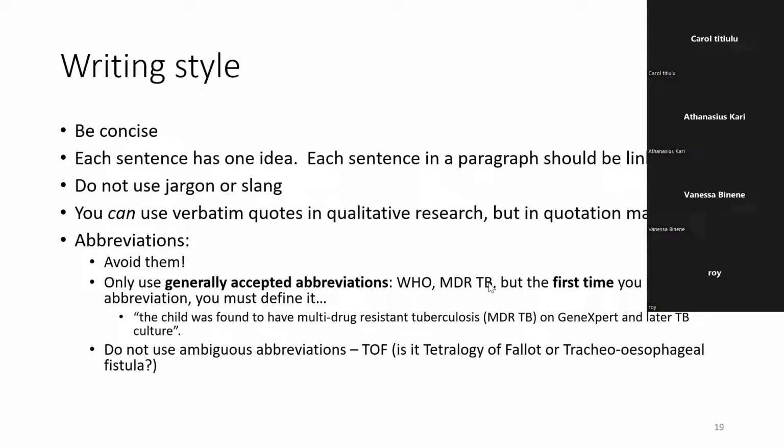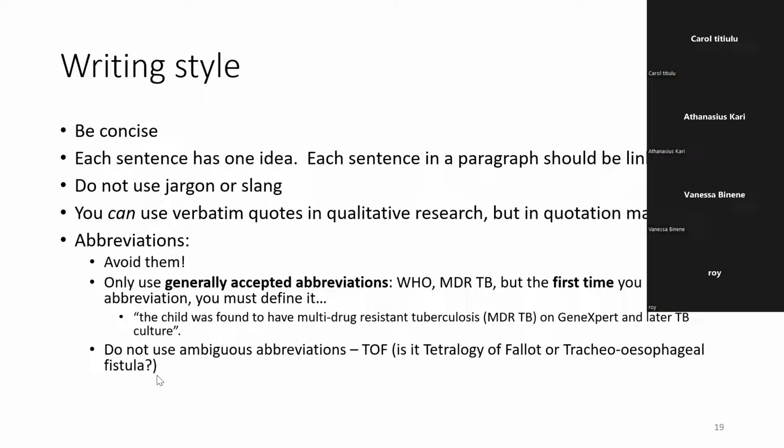Whenever you use an abbreviation, even if it's a relatively accepted abbreviation, the first time you use it, you must define it. So, for example, the child was found to have multi-drug resistant tuberculosis, MDR-TB, on GeneXpert and later TB culture. The reason to do that is because then the reader will understand what all your abbreviations mean, and you're not using an abbreviation without defining it.